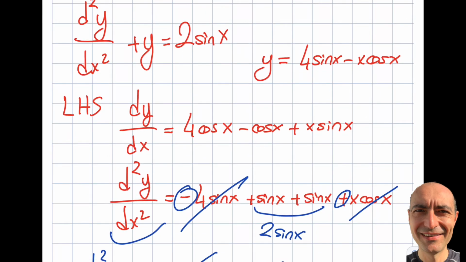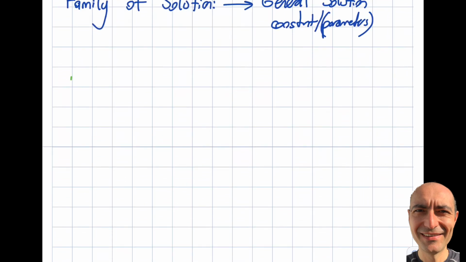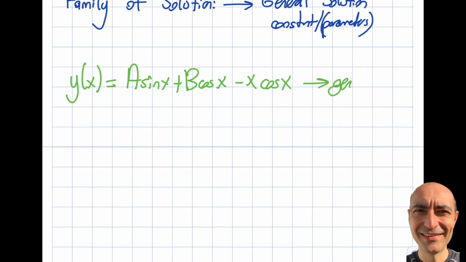I solved it myself. Actually, when I solve it, I don't get this. This is a special case of that. I'll talk about this in a minute. But when you learn this and when you are able to solve this, this will be the solution that you're going to get: A times sine x plus b times cosine x minus x cosine x. So now this is the general solution.